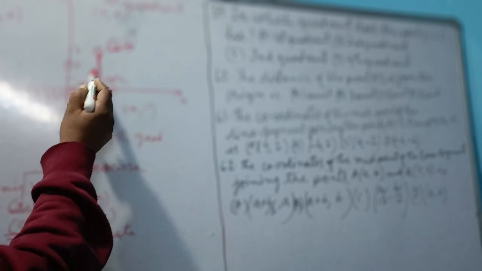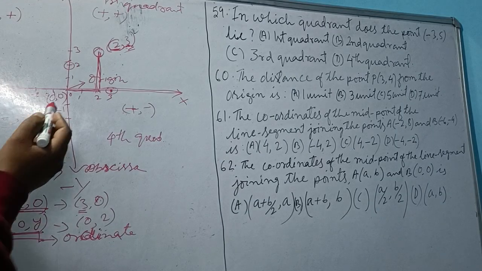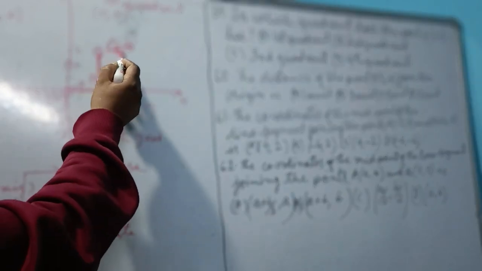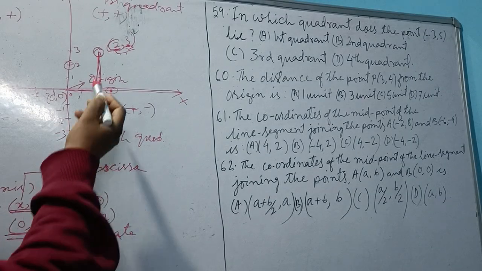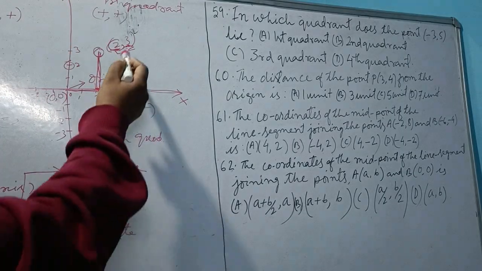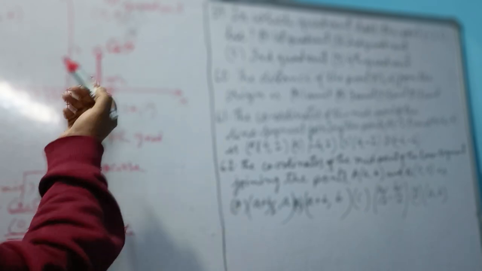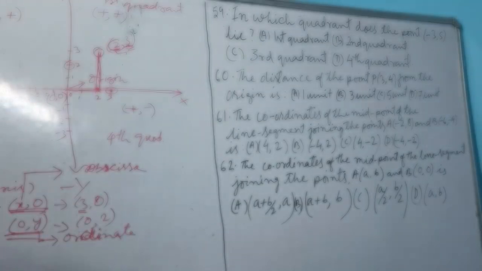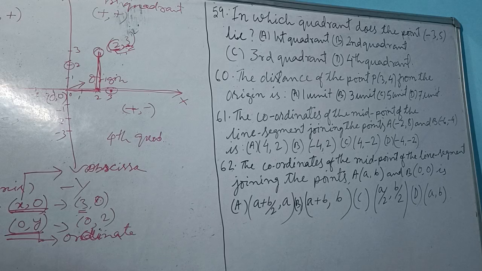Sorry, I said it the opposite way, no. The distance of this point from the y-axis is your x. So abscissa is the distance from the y-axis, and ordinate is the distance from the x-axis. That way you can easily name which is abscissa and which is ordinate. Abscissa is the distance from the y-axis, and ordinate is the distance from the x-axis, just opposite. Just remember that, clear.